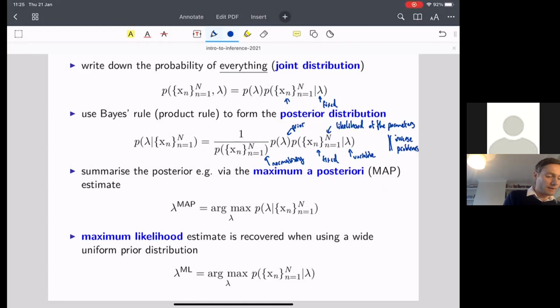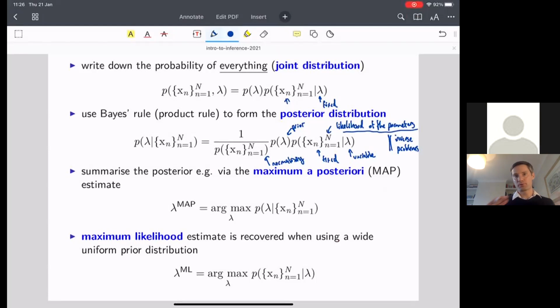So this is sometimes called inverse problems. And that's why this is called the likelihood of the parameters and not the likelihood of the data. So often people call this the likelihood of the data, and that's a slip of the tongue. It's viewing the probability of the data given lambda as a function of lambda, and for that reason it's called the likelihood of the parameters. Great. Okay, so that's the second step, form the posterior distribution.